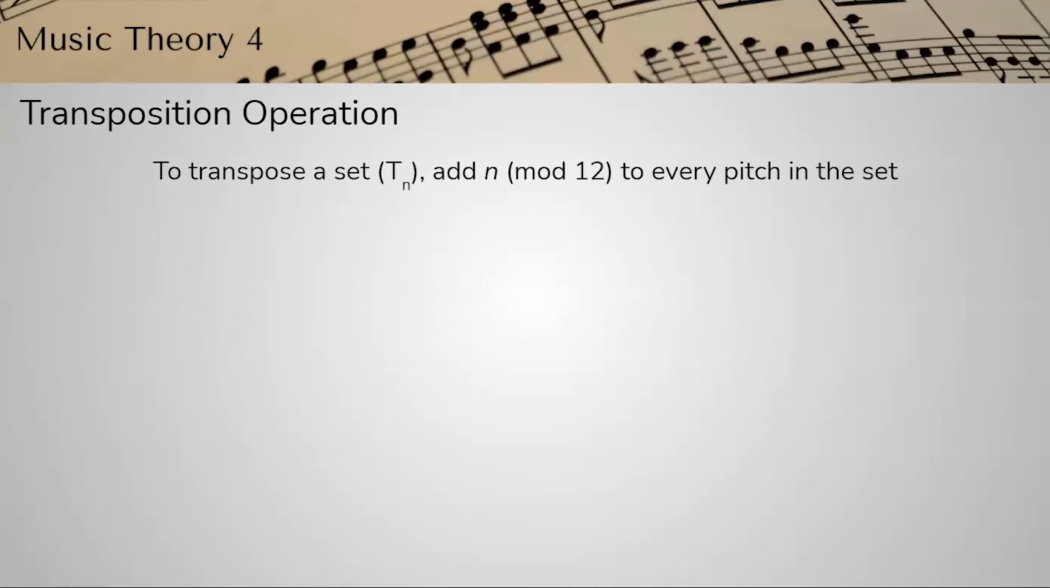So to transpose a set, you just add n, keeping in mind it's modulo 12, to every pitch in the set. So if we're going to transpose our 10, 11, 2 set up 2 half steps, which would be a whole step, what we're going to do is add the number 2, modulo 12, to each of those numbers, and that will give us our transposition. So starting with our 10, 11, 2, we add 2 to each of those numbers: 10 plus 2 is 12, 11 plus 2 is 13, and then 2 plus 2 is 4.